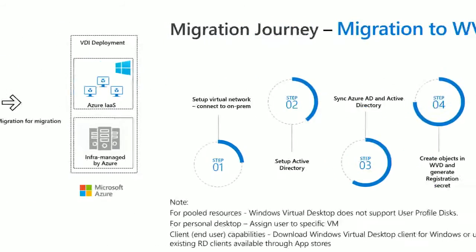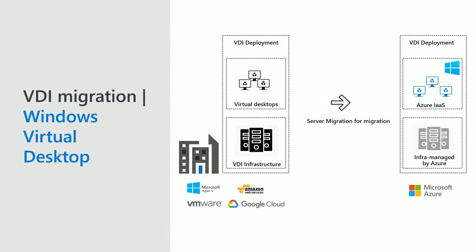Perfect. So let's look at step 5 here, and let's see how we can use the server migration tool in Azure Migrate to migrate our on-prem desktops to Azure. Like Pavitra said, after you've moved your desktops to Azure, you still need to convert your UPDs to profile containers. So we'll do it in a step-by-step manner, and we will start with migrating our virtual desktops to Azure.